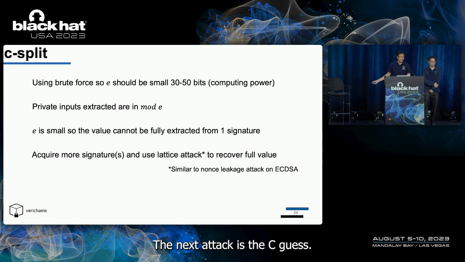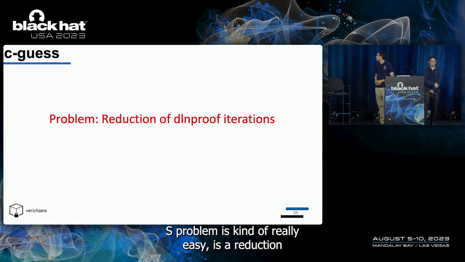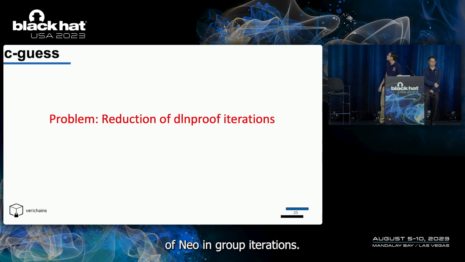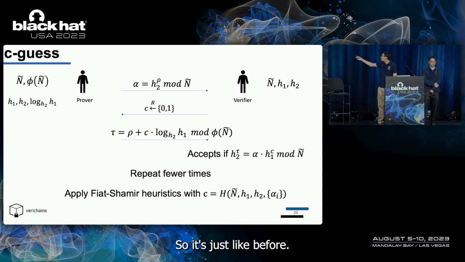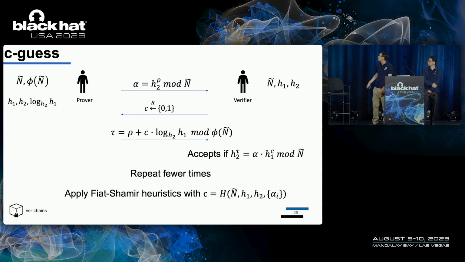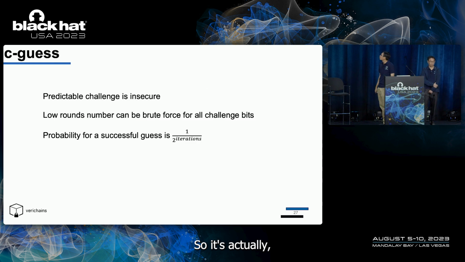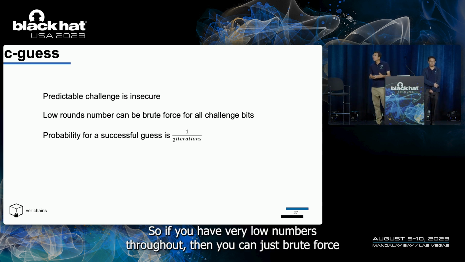The next attack is the C-guess. The C-guess problem is really easy. It's a reduction of DLN-proof iterations. Just like before, but like I said, it has to be repeated like 80 times. Now you may repeat just fewer times. If you can predict what the C values are in each iteration, then you can craft the proof. So if you have a very low number of rounds, then you can just brute force it.